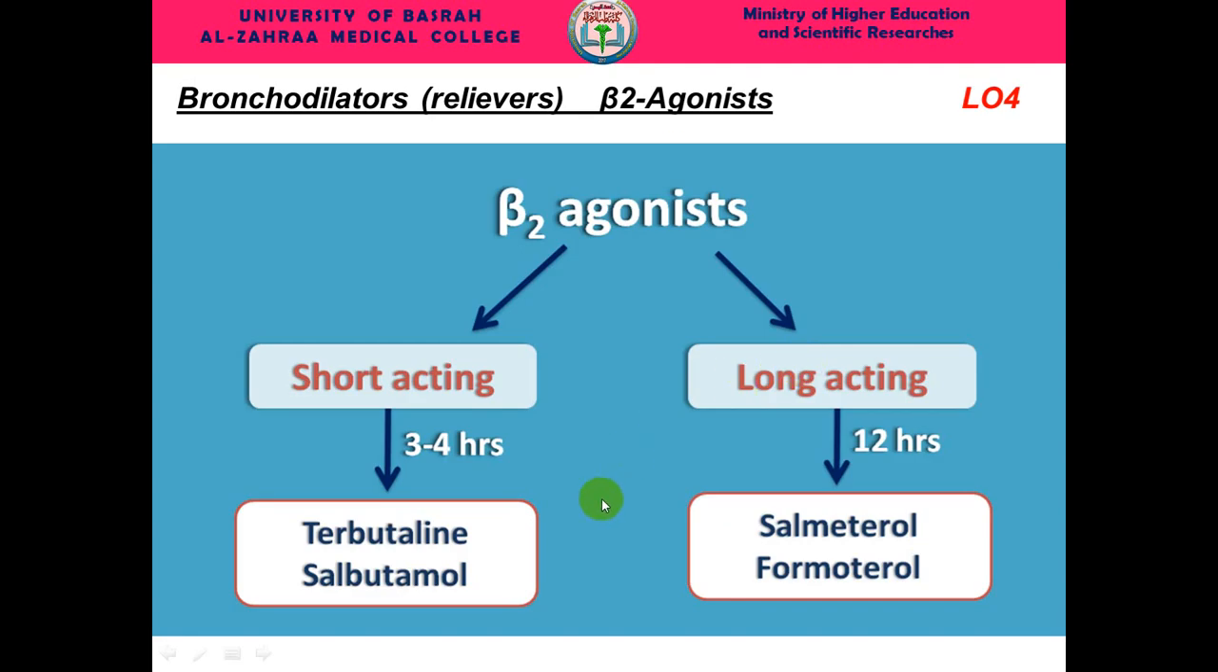So beta-2 agonists can be divided in general into short-acting and long-acting. As the name implies, short-acting beta agonists act for 3 to 4 hours. This is the duration of action. We have terbutaline and salbutamol. Salbutamol, called Ventolin, is very commonly used. And the long-acting beta agonists, their action will last for 12 hours. So this is the duration of action. And we have two of them, salmeterol and formoterol.